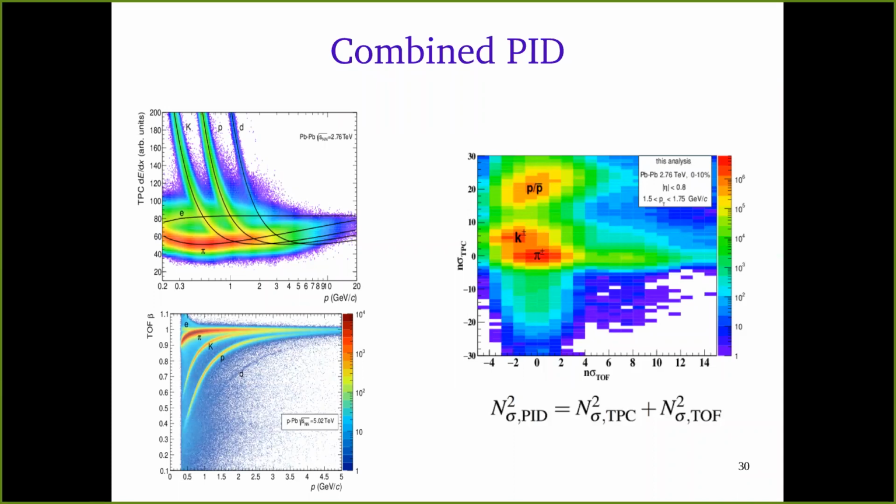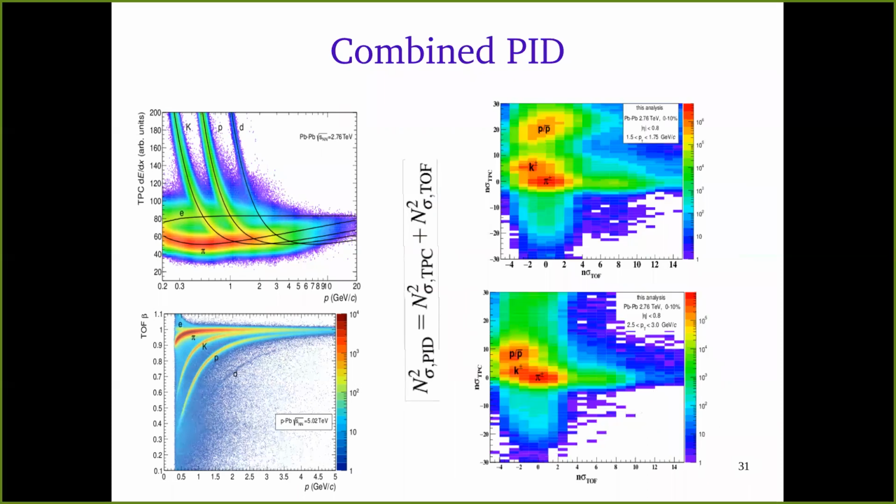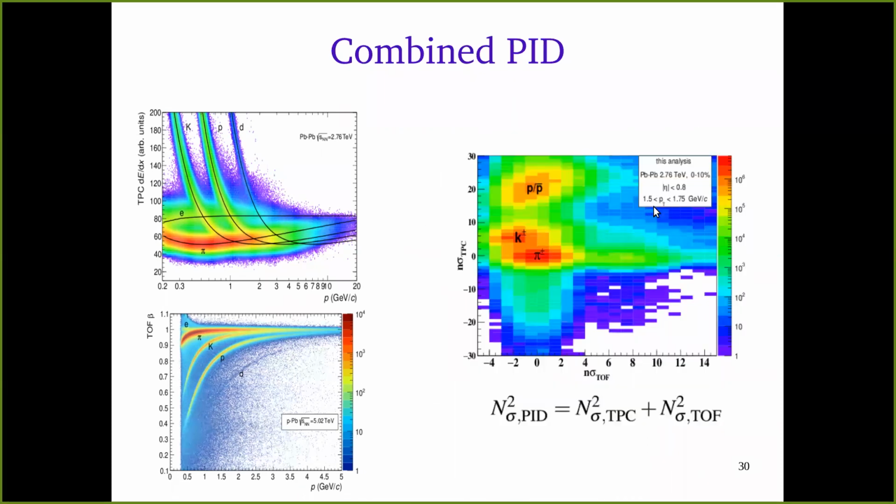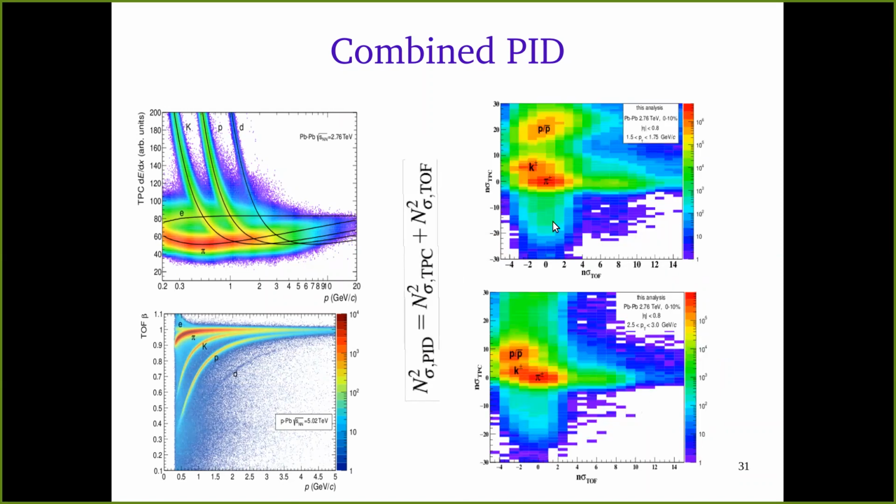Similarly, I have shown it. Let me go back to here. You can see this is for a particular pT range, 1.5 to 1.75. Now when I go to a relatively higher pT, you see the characteristic change in your response.